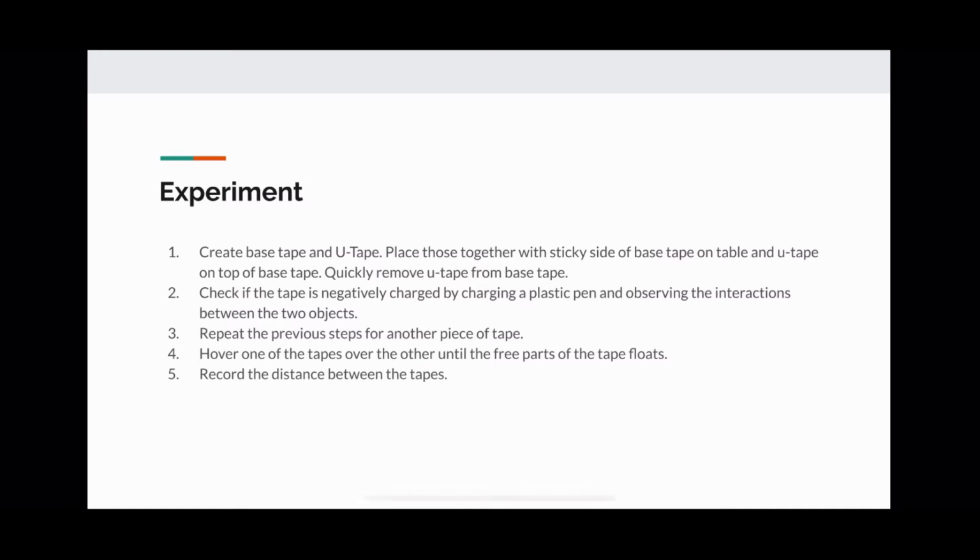The procedure for this experiment is just like Lab 1, where we create a base tape and a U-tape and place those on a sticky surface on top of each other, and we remove the U-tape off the base tape really quickly. That charges the U-tape, and then we create another tape as well and do the same thing for that tape. Once those two steps are done, we hover each U-tape over one another and calculate the distance of when they start to repel.